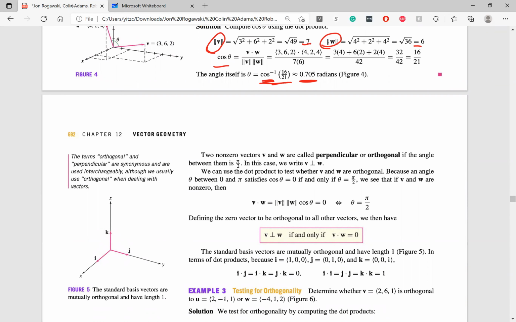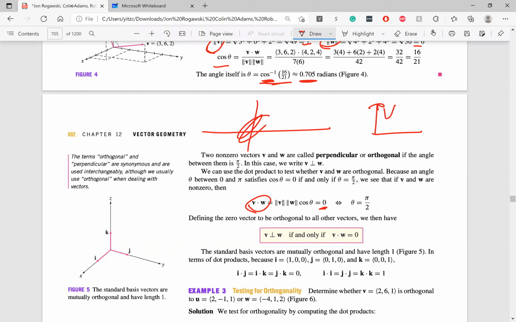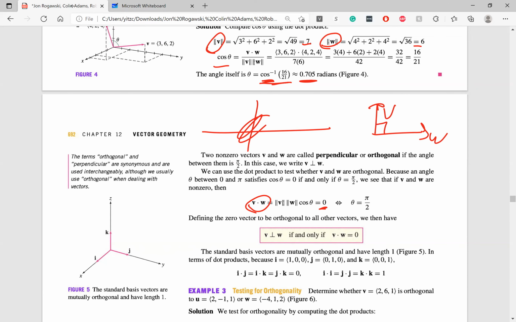If you take V dotted with W and you end up getting 0, you know that your vectors are perpendicular or orthogonal. So your vectors will be here, V and W is here, and the angle between them is going to be 90 degrees. That's a great way, because very often we do want to know whether vectors are perpendicular. Take their dot product. If their dot product is 0, then you know that they are perpendicular.